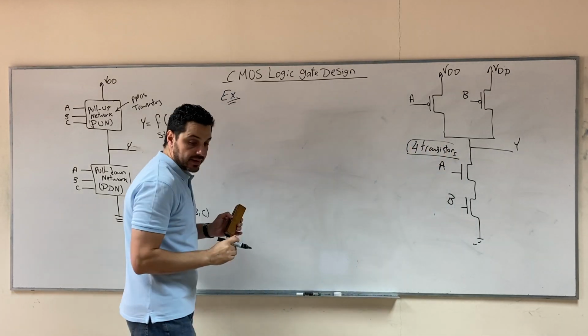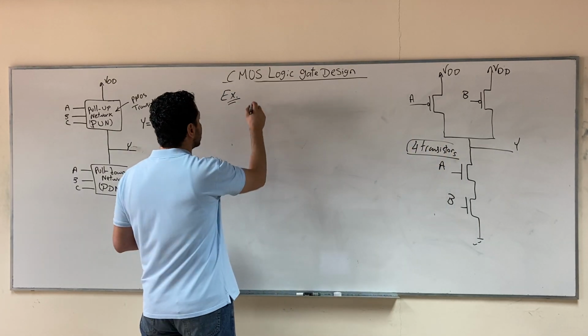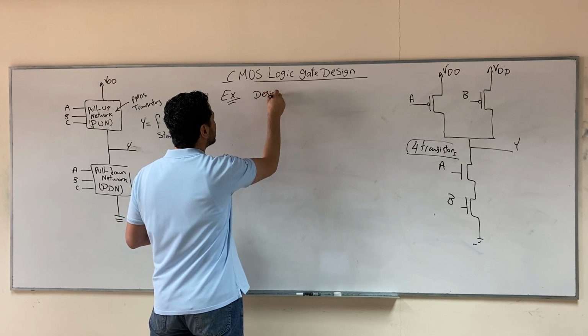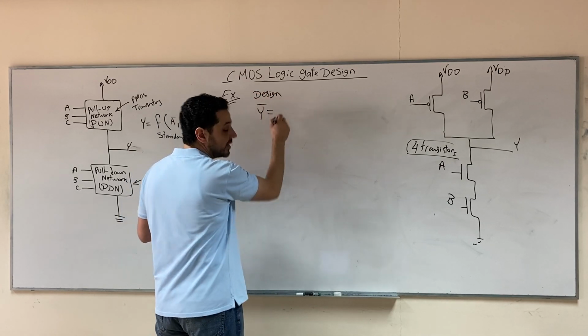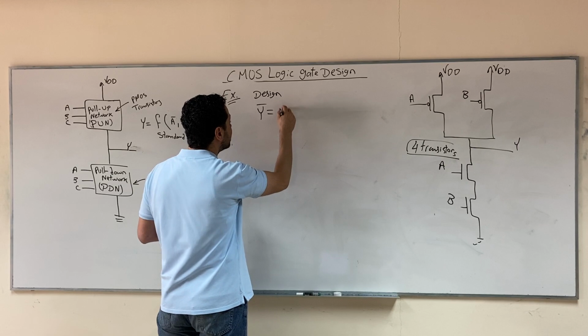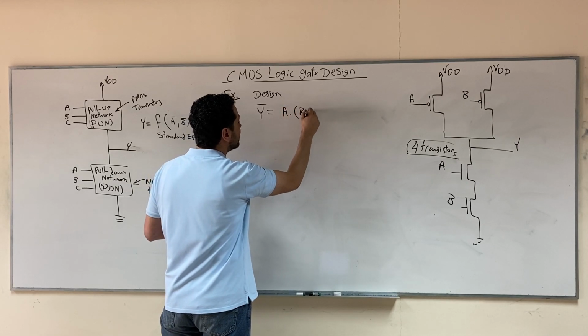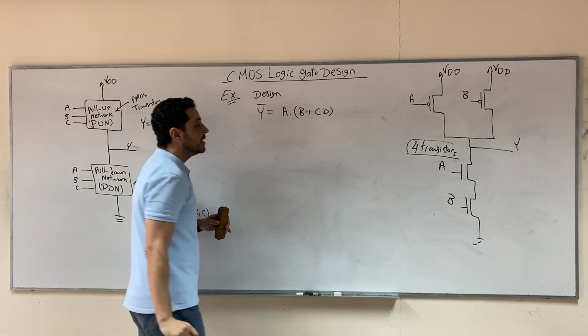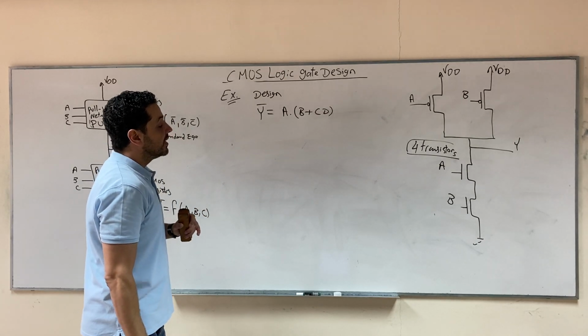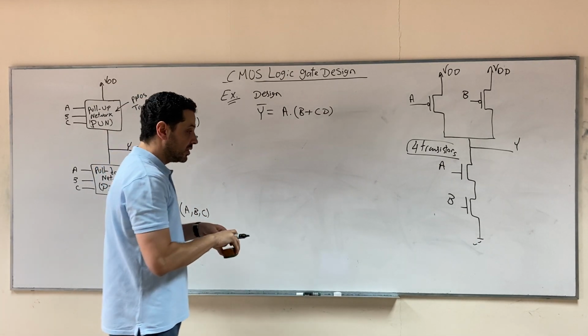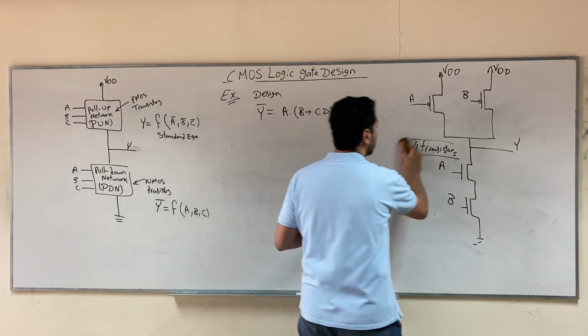Let's now take another example. An example says design a logic gate Y bar equals A and B or CD. So this is a logic gate that we need to design. Let's remove this for now.